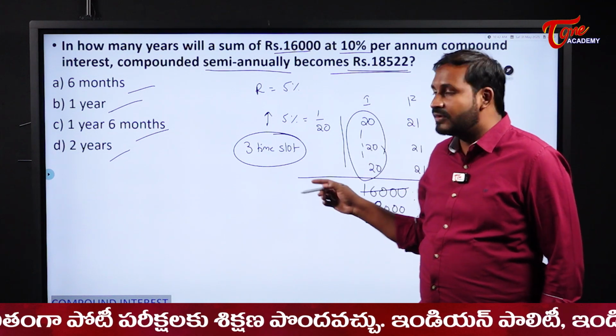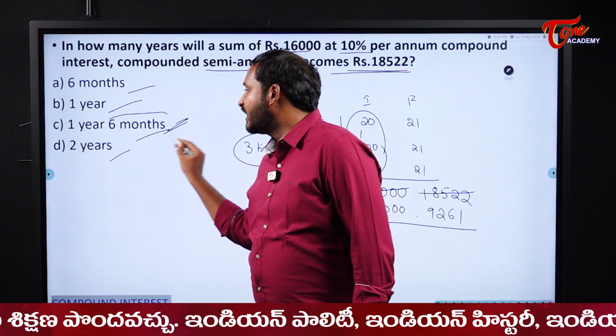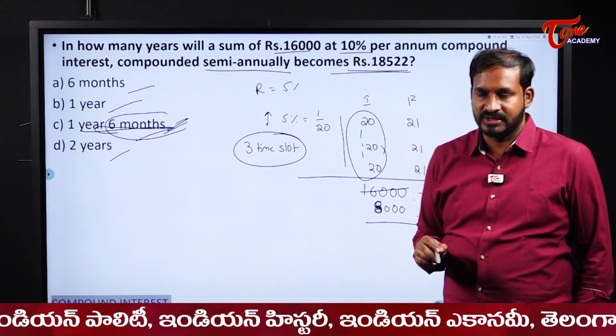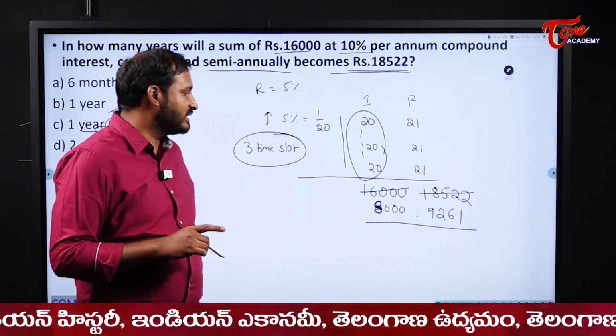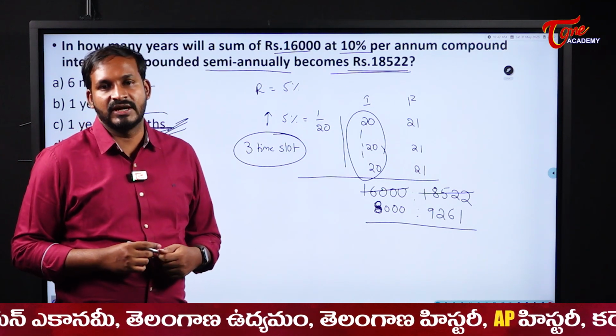So what will be my answer? 1.5 years. 1 year, 6 months will be my final answer here. Why? Because here each slot is just a half year. So my answer will become 1 year, 6 months.